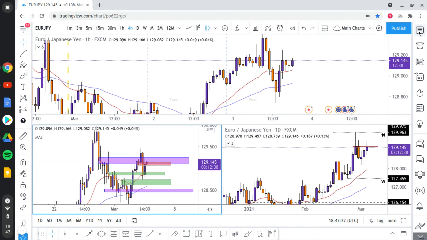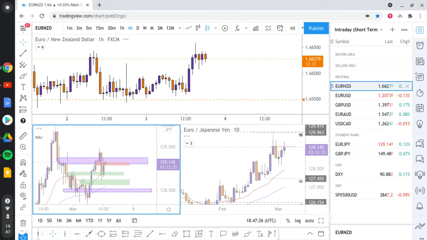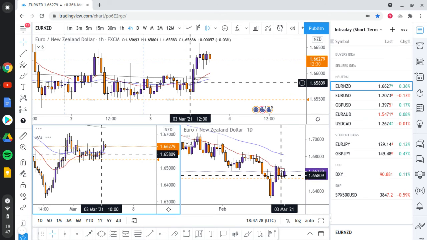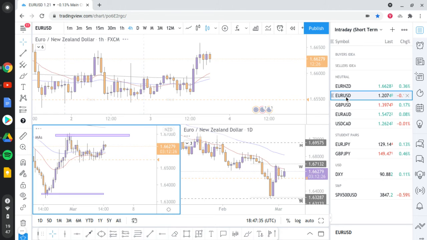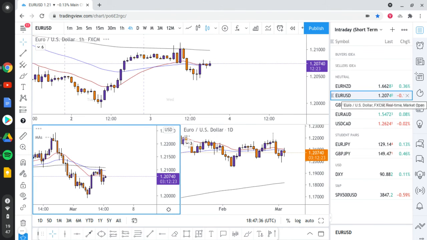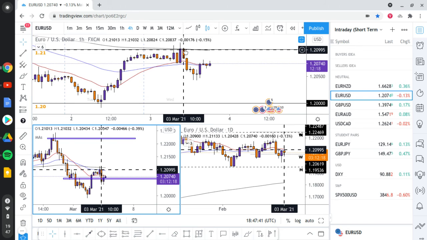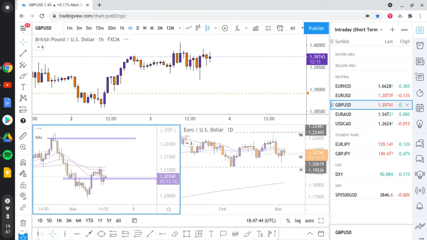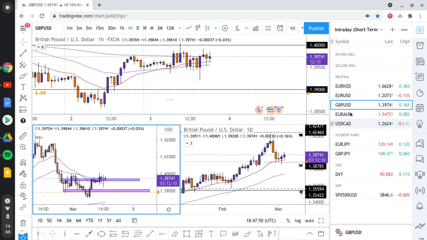At the time that I looked at Euro New Zealand, Euro Aussie, they were sideways. They did eventually have a strong bullish candle. Euro dollar was sideways for most of the day as well. It had a decent drop. Pound dollar I didn't really look at today. It's just as well I haven't, because it's just basically gone sideways within a range.